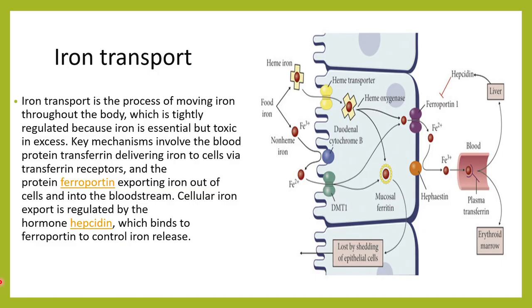Iron transport is the process of moving iron throughout the body, which is tightly regulated because iron is essential, but if it crosses a certain level, it becomes toxic. So this whole process is very tightly monitored. The key mechanisms involved in this transfer of iron are the delivery of iron to the cells via the transferrin receptors, the transferrin protein, and the ferroportin gate. Cellular iron export is regulated, as I've told you, by the hormone hepcidin, which is produced by the liver.